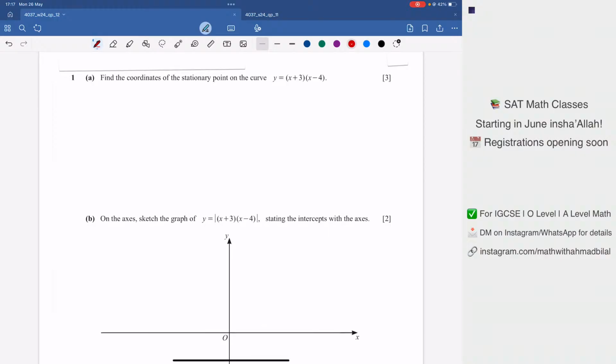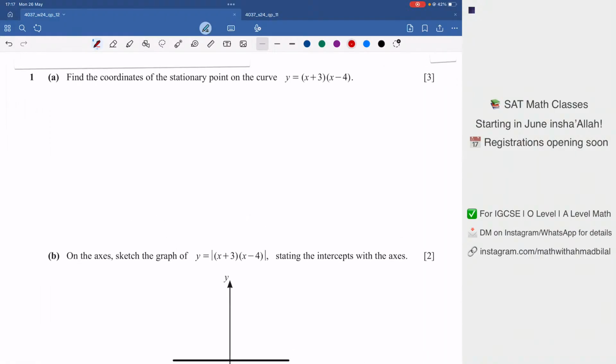Okay, we want to find the coordinates of the stationary point on this curve, and then we have to sketch this curve. How do you find stationary points of this function? It's a quadratic function. You could use minus b over 2a, you could use differentiation, you could use completing the square, any method that you like. First of all, you could just simplify this. It becomes y equals x squared plus 3x minus 4x, and that's x squared minus x minus 12.